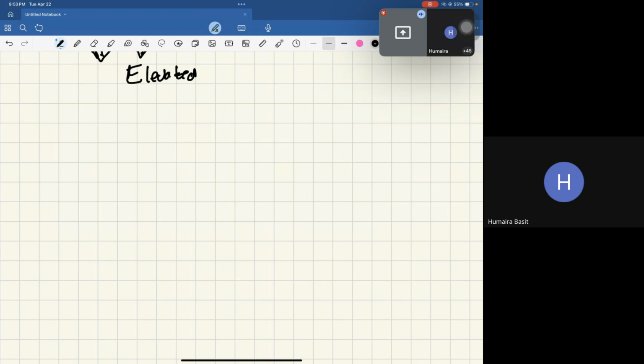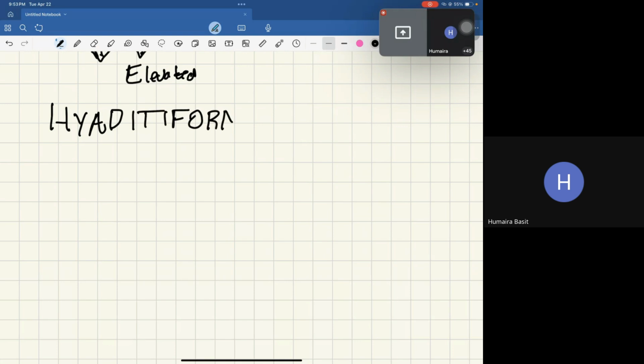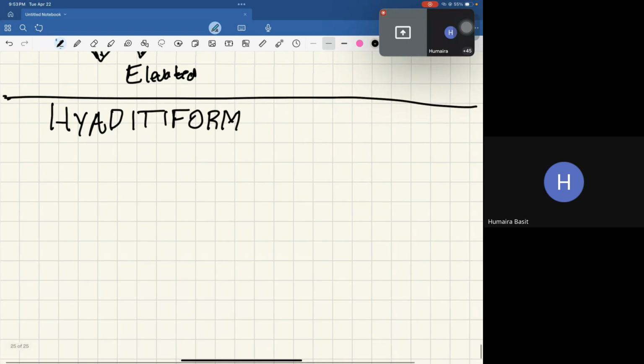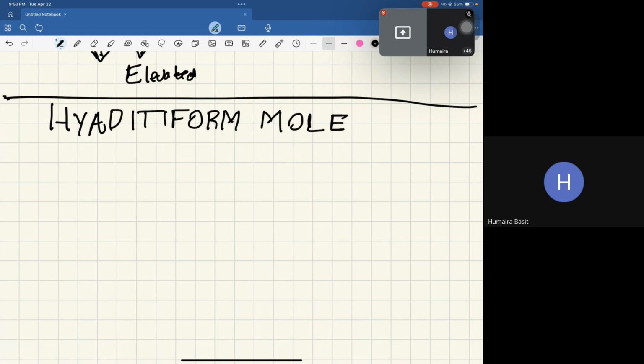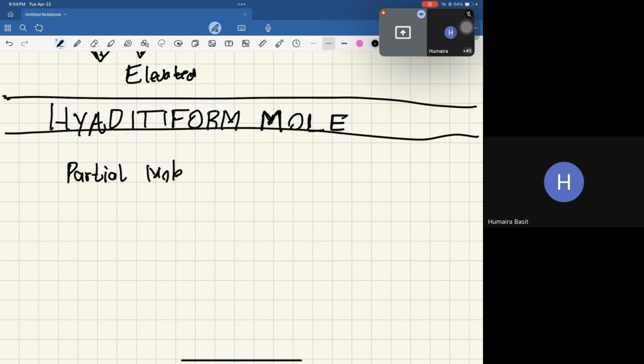Okay, so let's move into the hereditary form mole. So what is a hereditary form mole? It happens when there is an improper fertilization process. First of all, there are two types of hereditary form mole. One is a partial mole and the other one is a complete mole.